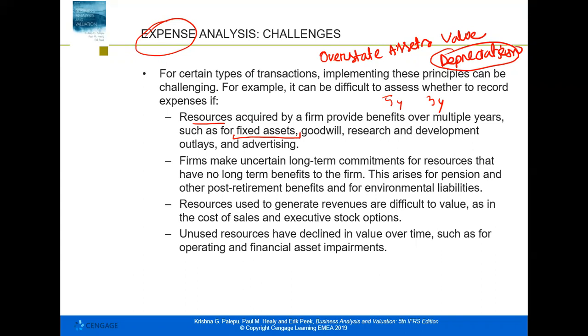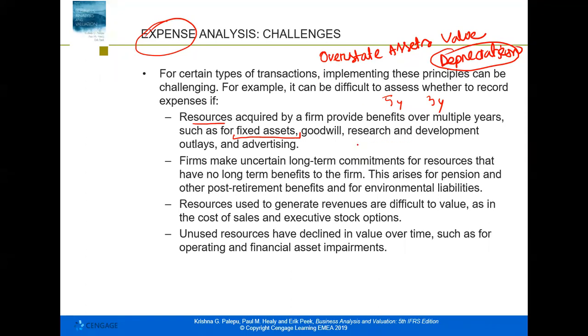Increase the tax expense, less depreciation, higher income, net income will go up. I like to show that I'm doing good. So by underestimating expenses, I can show it. Okay.